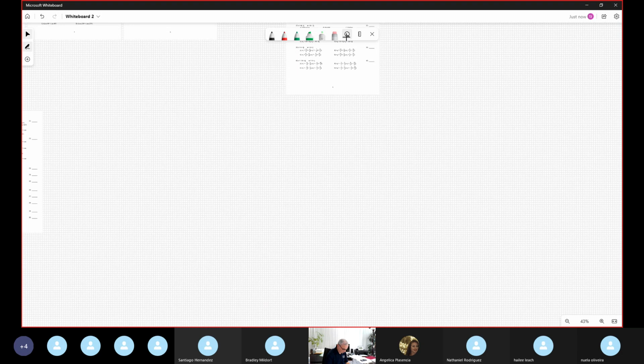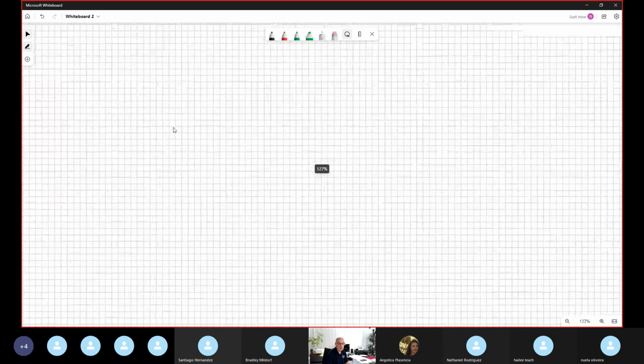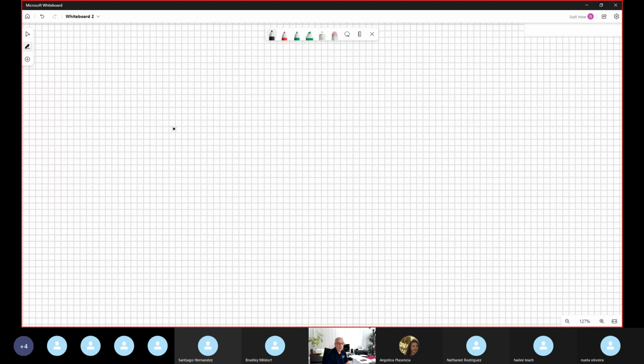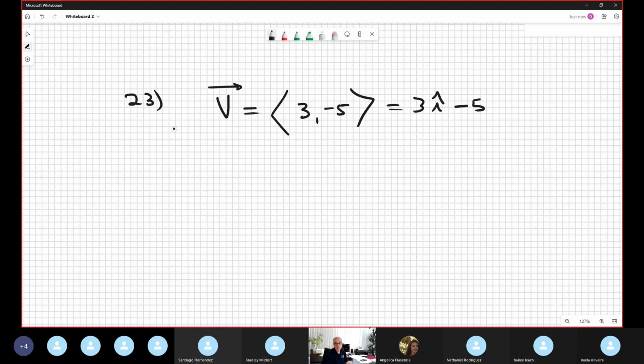Now we move into the vectors. The question 23 says, you have the vector B, represented in two dimensions as 3 comma negative 5, remember this is the component. This is equivalent to say 3i minus 5j, no? Using the orthogonal unit vectors. The student can prefer this notation, it's perfect. And W is negative 7 comma negative 4.